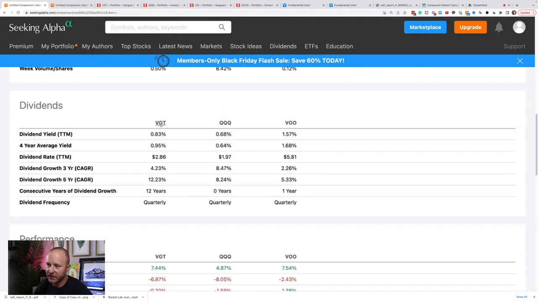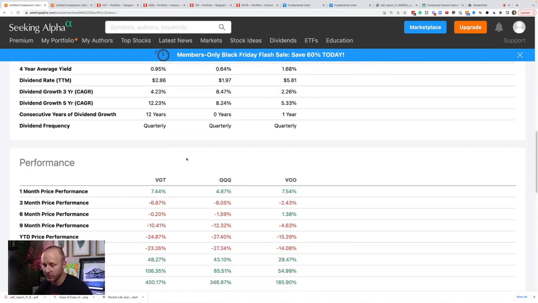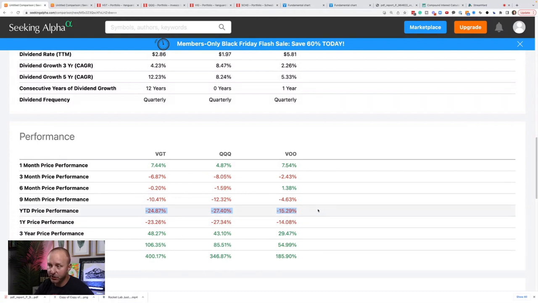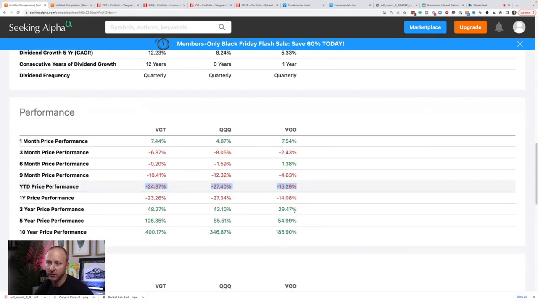All right, for dividend yield, VGT pays a 0.83% dividend yield, QQQ 0.68, and then VOO 1.57%. Those dividends have actually grown faster in VGT and QQQ than in VOO, and that does make a difference over time. We're gonna see when we look at total returns. Year to date, VGT and QQQ have gotten absolutely crushed, right? Down 24 and 27%. We know that growth and tech stocks have not done well. That's why I think it's a great time for long-term investors to be buying funds like these, but that's just my opinion. And then VOO is down 15%, which is still a pretty big decline.